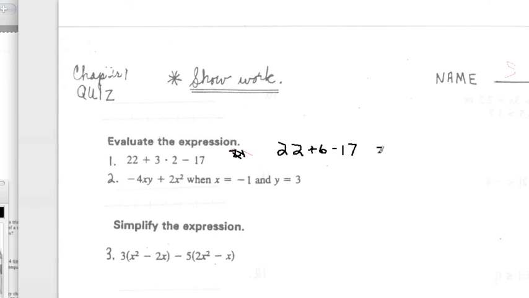So next one is negative 4xy plus 2x squared at x equals minus 1 and y equals 3. I don't think many people had a problem with this, but it's negative 4 times negative 1. Just substituting, right? I'm taking x equals minus 1 and putting in for x, and y equals 3 and subbing that in for y.